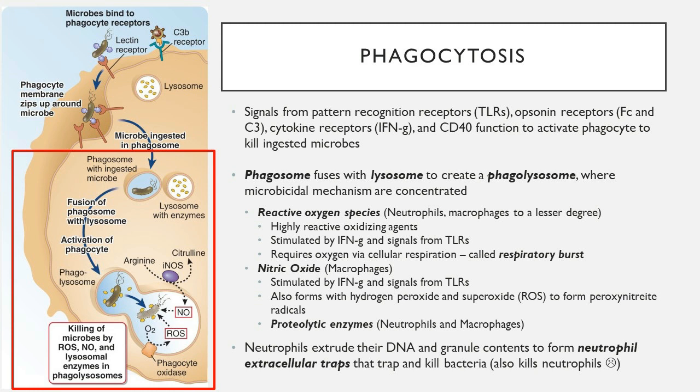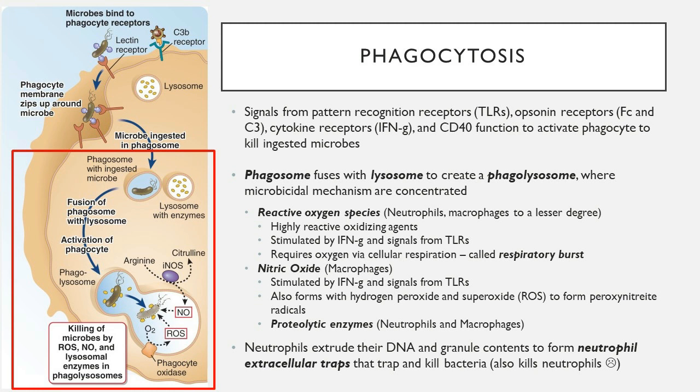Now, there are three primary chemicals that are used in this killing mechanism. There are reactive oxygen species, primarily used by neutrophils, and by other macrophages to a lesser degree. Now, these ROS are highly reactive oxidizing agents. They're stimulated by IFN gamma and signals from toll-like receptors, and it requires oxygen through cellular respiration. Okay, this is a mechanism known as respiratory burst.